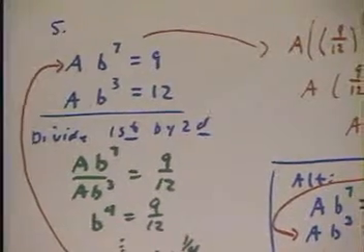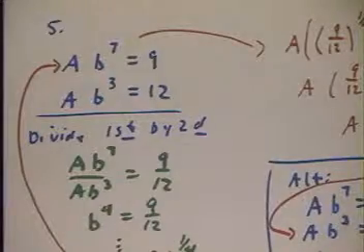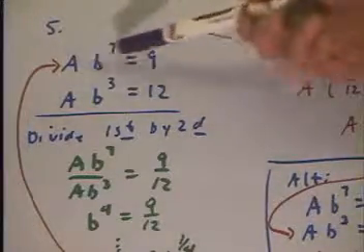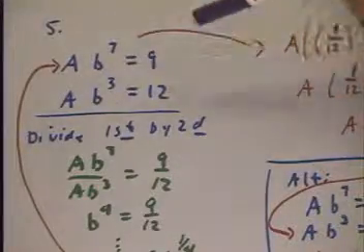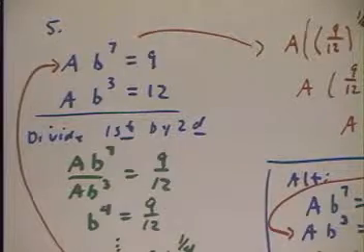Looking at systems of equations, we're not going to do the linear systems. We've done enough of those that everybody should know how to solve a linear system. But this system here, ab to the 7th equals 9, ab to the 3rd equals 12, is typical of something you get if you're trying to do a two-point model for an exponential function.